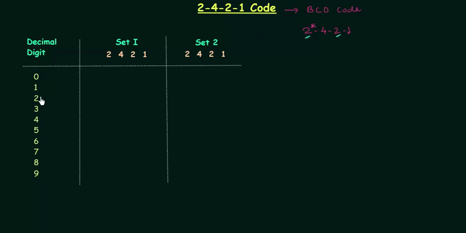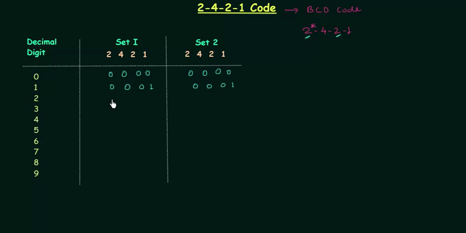In set number 1, we can represent 0 like this, 0, 0, 0, 0. And in set number 2 also, we will represent 0 like this, because there is no other way to represent 0. These are the weights of position, and to obtain 0, we need to make coefficients of all the 4 positions equal to 0. Now we will represent 1. 1 is represented like this, 0, 0, 0, 1, because there is no other way to represent 1.